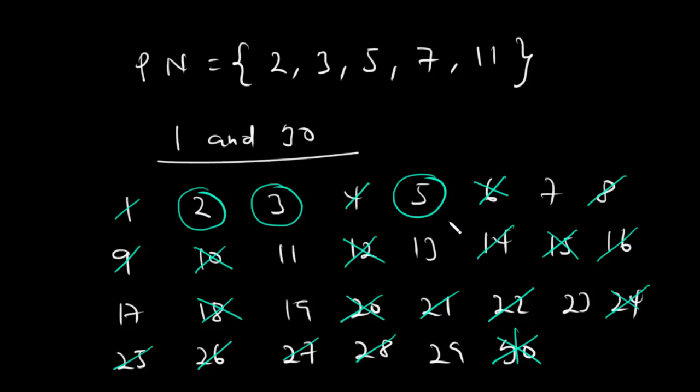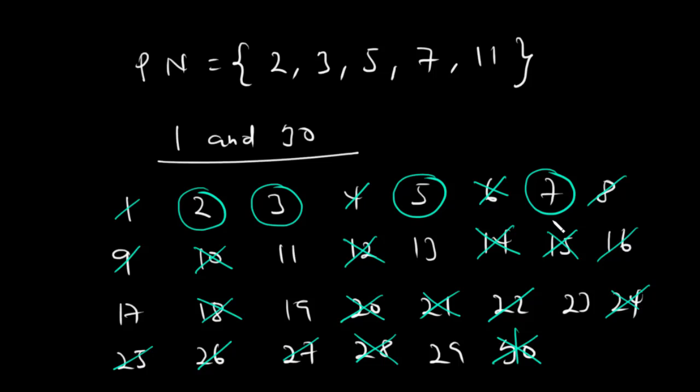The next number after 5 is 6. However, 6 has been cancelled out. So we need to circle the next number after 6, which is 7. And then cancel out all multiples of 7. Now multiples of 7 are 14, 21, and then 28.